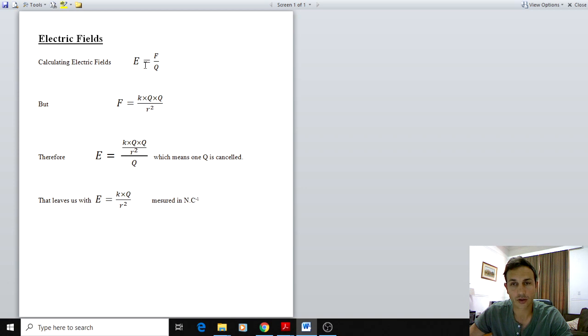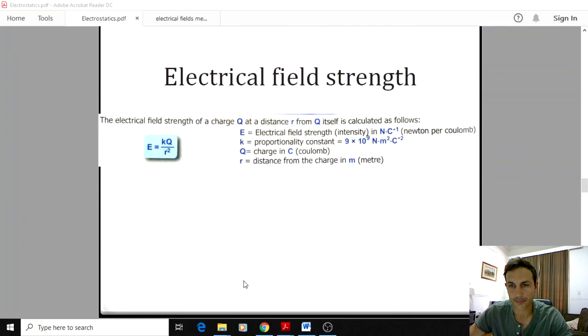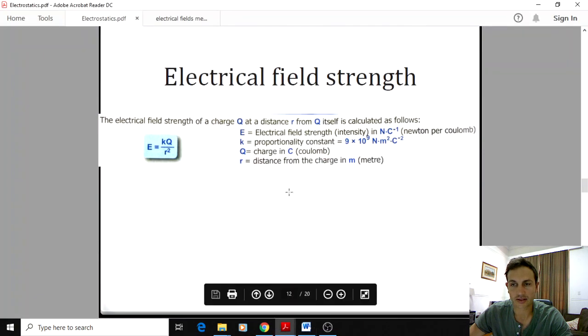So if we combine these, if we substitute that part over there into that equation over there in the force's position, we get this, which will mean that the one charge, the one Q here, is cancelled, which leaves us with this electric field strength formula measured in newtons per coulomb. Sorry about the typo there. Alright, so that explains how we get that, and that's what you guys are going to be using most of the time.